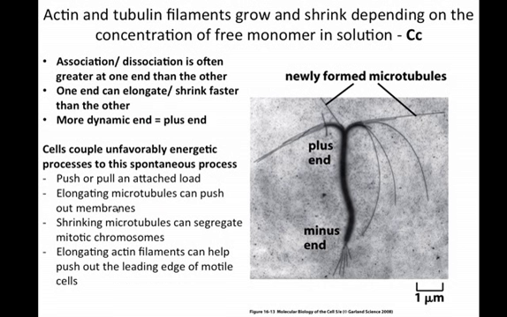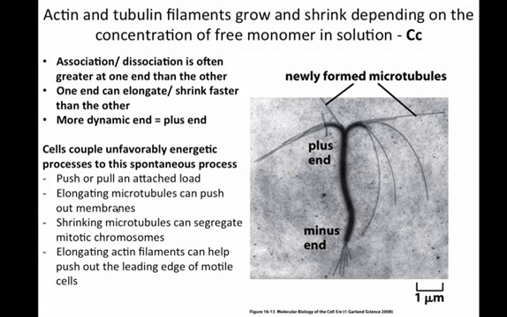So actin and tubulin filaments grow and shrink depending on the concentration of free monomer in solution, which is a critical concentration. This is showing your microtubule, and remember, it's these 13 protofilaments that bind together and form your microtubule. Here you can see them play out as they're disassembling or assembling. So you have your individual polymers forming here.